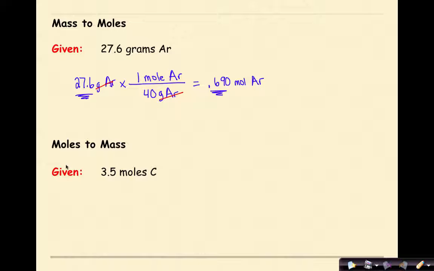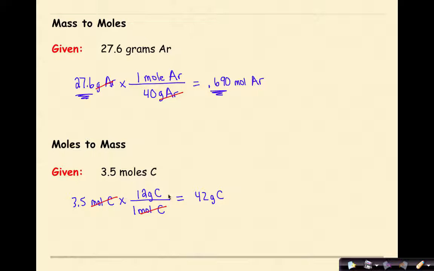Now let's go in the opposite direction, moles to mass. My given here is 3.5 moles of carbon. I want to get this to mass of carbon, so multiplication sign and a line. I know that 1 mole of anything, in this case carbon, will equal its atomic mass, so 12 grams of carbon on the top. Moles of carbon cancels moles of carbon, equal sign. 3.5 times 12 divided by 1, that will give me 42 grams of carbon.